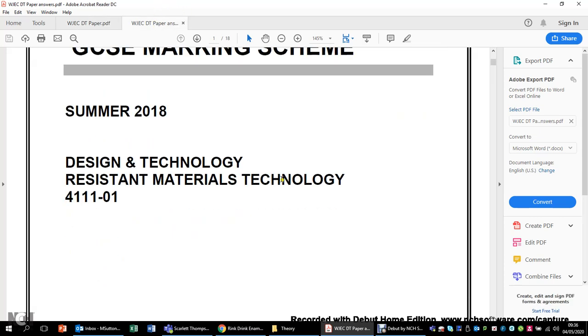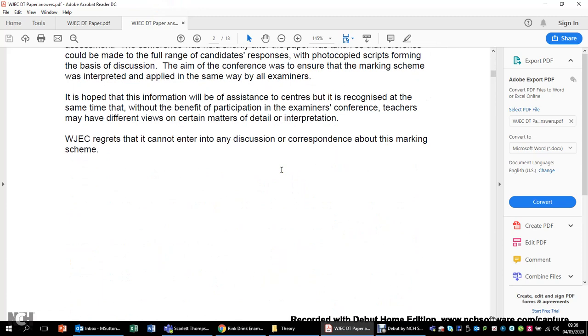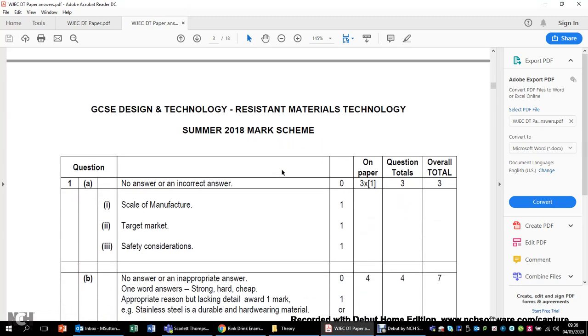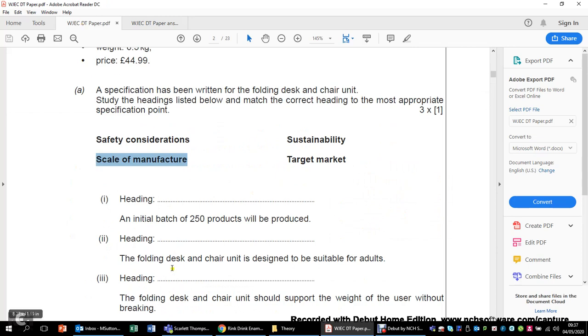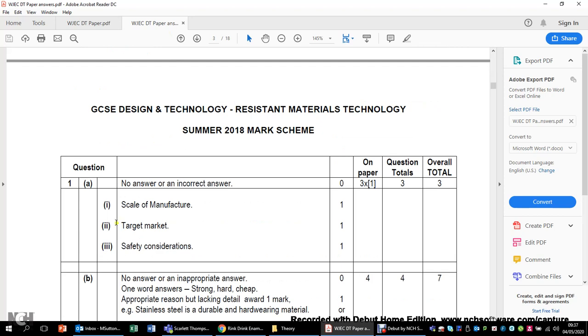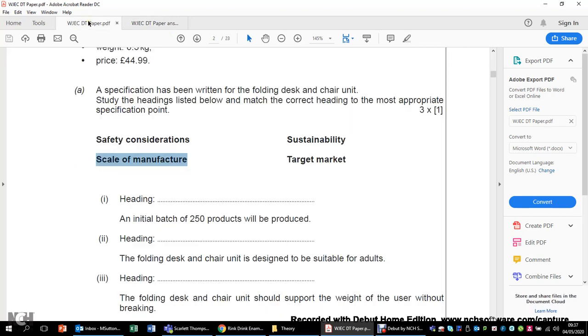And I've got this just on here. You can see this is the official mark scheme. And as we can see, you've got scale of manufacture is just there. The folding desk and chair unit is designed to be suitable for adults. And that is obviously going to be your target market.